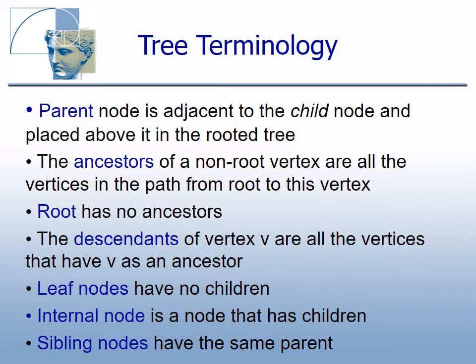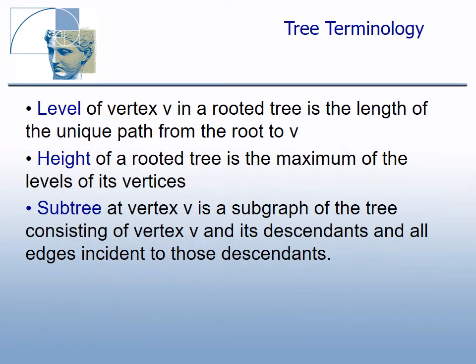Leaf nodes have no children. Sibling nodes have the same parent. A node with children is an internal node. The level of vertex v in a rooted tree is the length of the unique path from the root to v. The height of a rooted tree is the maximum of the levels of its vertices. For example, the height of the genealogy tree is the number of generations between the root and the youngest descendant. The subtree at vertex v is a subgraph of the tree consisting of the vertex v and its descendants, and all edges incident to these descendants.